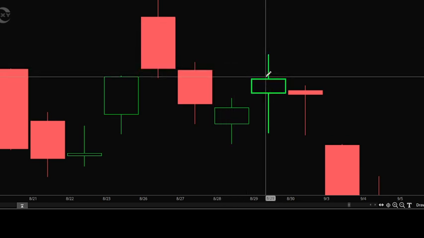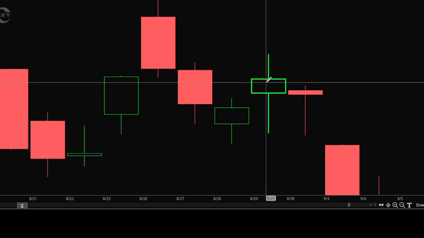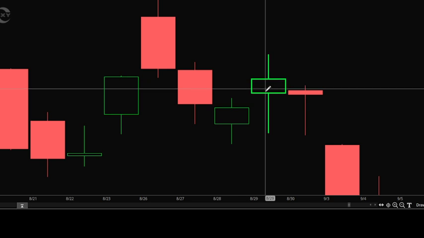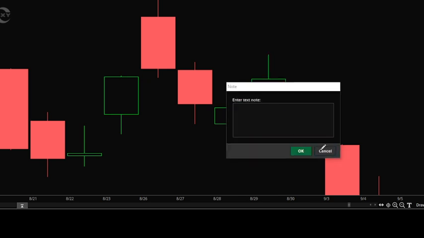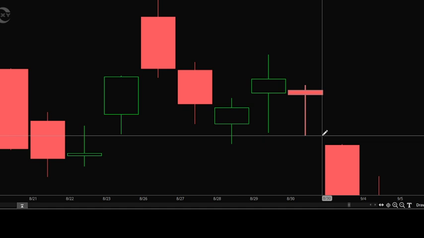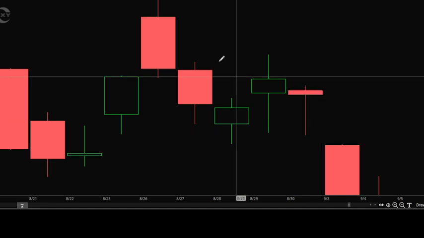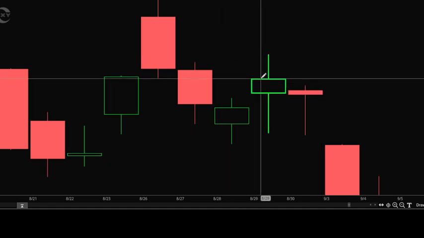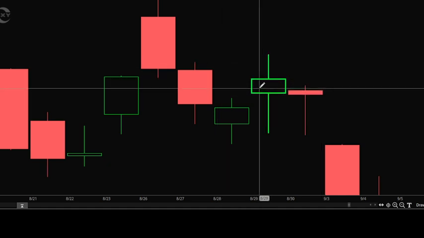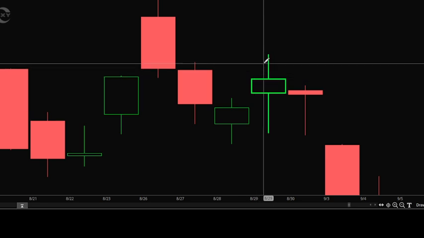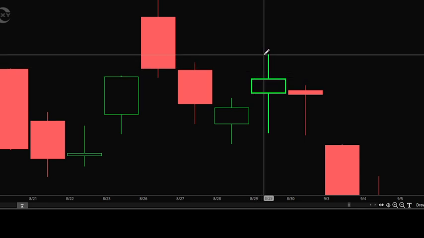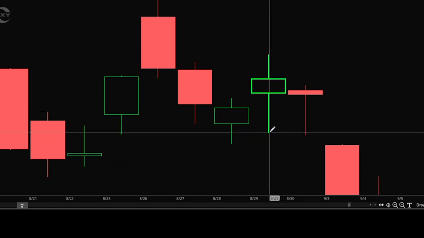So again, starting at 8/29/24, August 29th, the opening of the day was around $57. The close of the day was 57.22. So that was a 22-cent difference, 57 to 57.22. The high then was $57.57. The low of the day was $56.41.